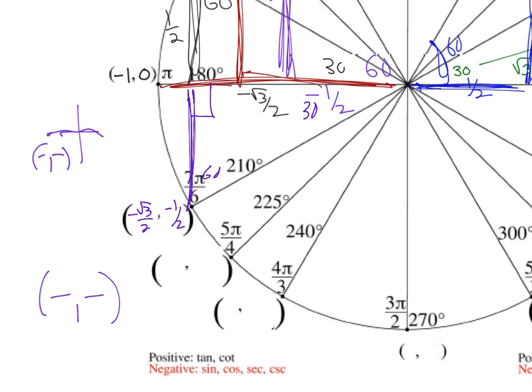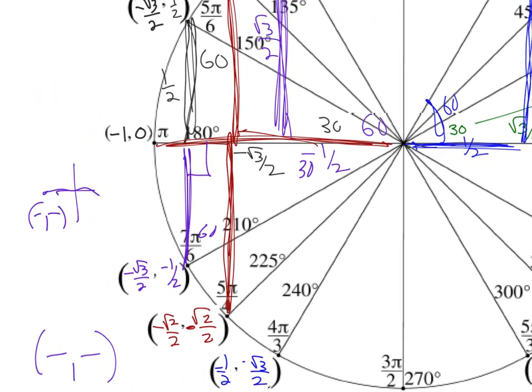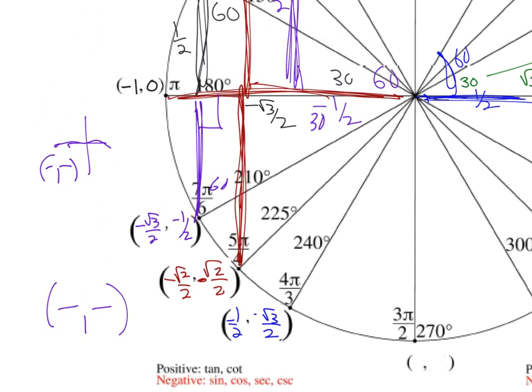Then the 45, 45, 90 coming down becomes negative square root of 2 over 2, negative square root of 2 over 2. And then this one becomes negative 1/2, negative square root of 3 over 2. Everything anchors back to this x-axis here. Okay?